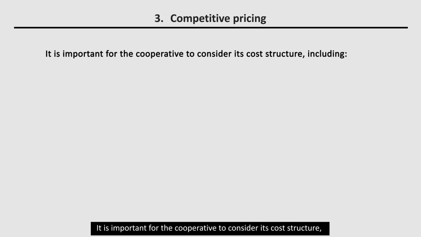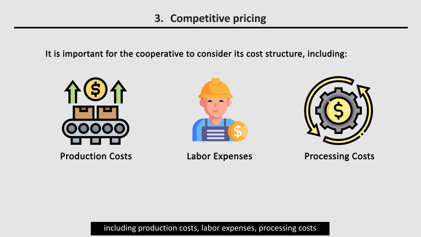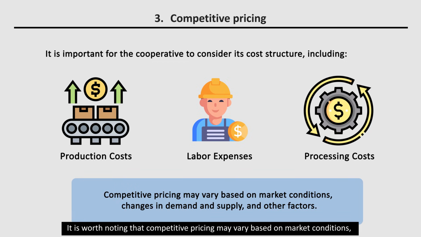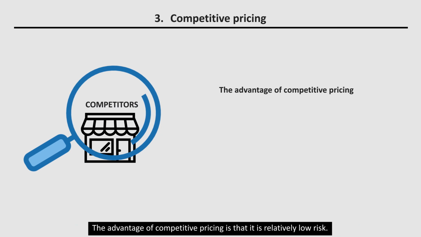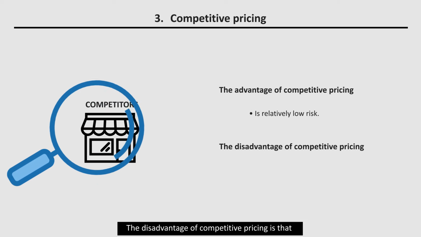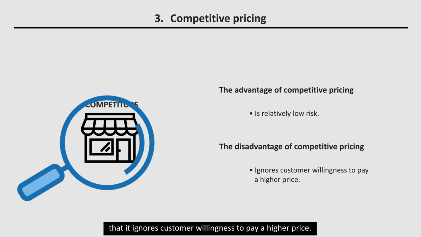It is important for the cooperative to consider its cost structure, including production costs, labor expenses, processing costs, and other overhead costs to ensure the selling price allows for profitability. It is worth noting that competitive pricing may vary based on market conditions, changes in demand and supply, and other factors. The advantage of competitive pricing is that it is relatively low risk. The disadvantage of competitive pricing is that it ignores customer willingness to pay a higher price.